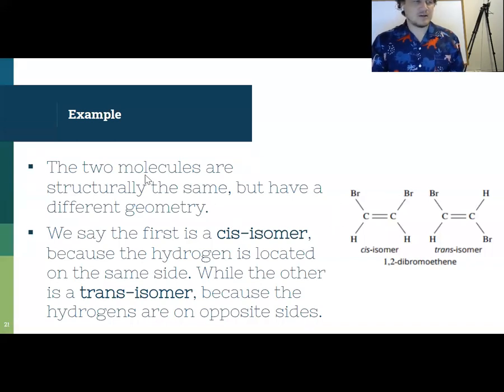And there's 2 types of these structural isomers: a cis, where both the hydrogens are on the same side. Then you have the trans isomer, where the hydrogen is on the other side, or the opposite sides to each other.